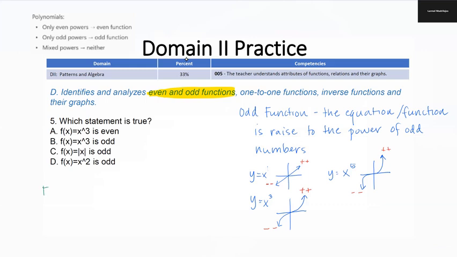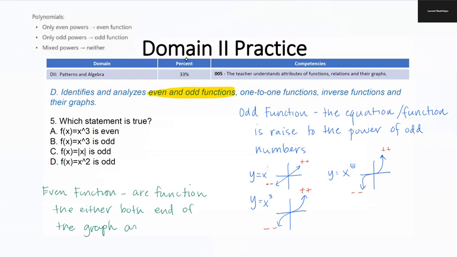So even functions are functions that either both ends of the graph are positive or negative. I'm going to repeat. I said both ends of the graph are positive or negative.